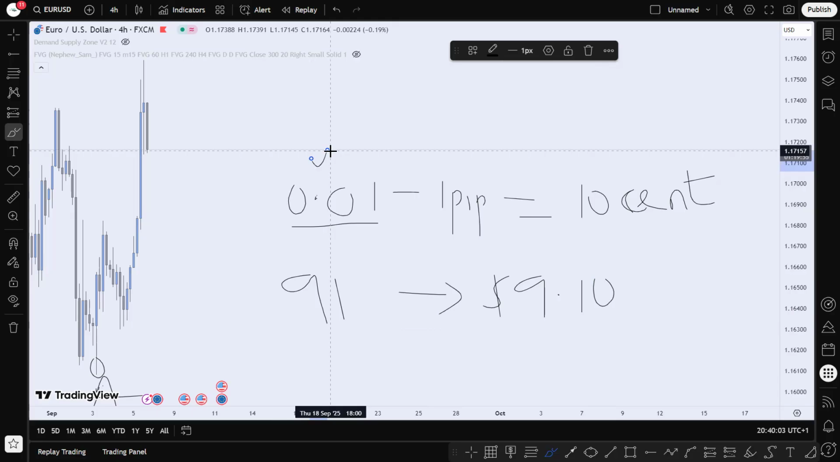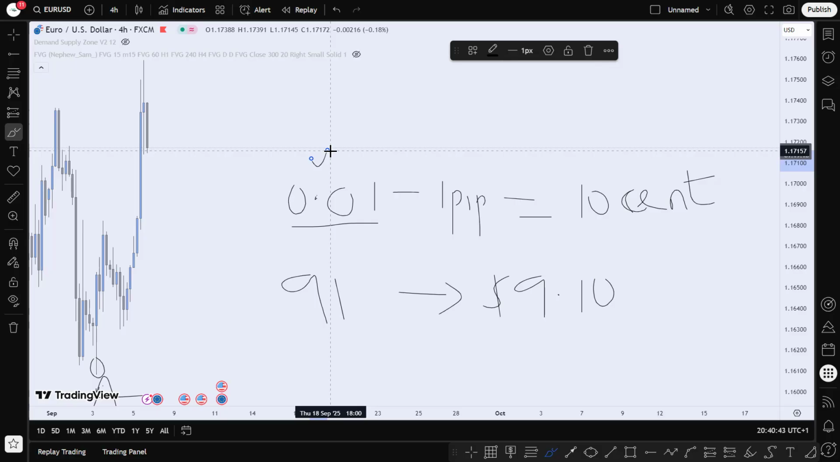So if the market moves 2 pips, that's 20 cents. 3 pips, that's 30 cents. 4 pips is 40 cents. 5 pips is 50 cents. 6 pips, 60 cents. 7 pips, 70 cents, right? 8 pips, 80 cents. 9 pips, 90 cents. 10 pips, 100 cents, which is equivalent to what? $1.